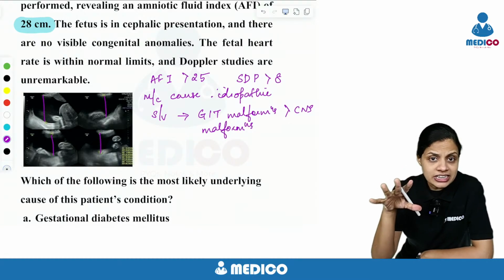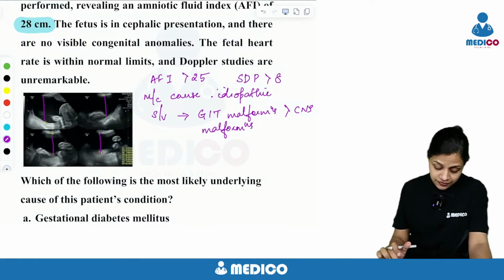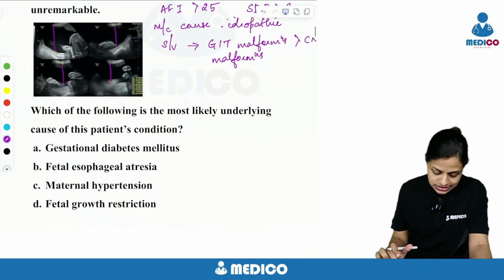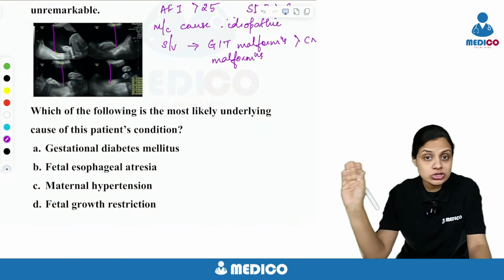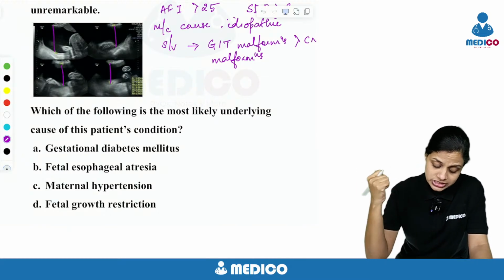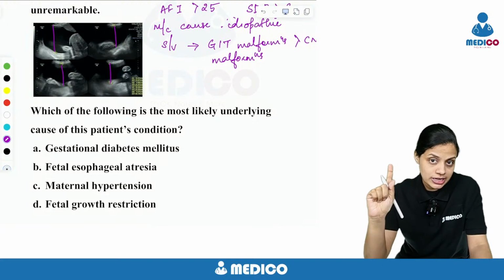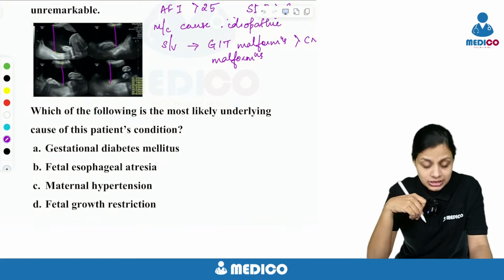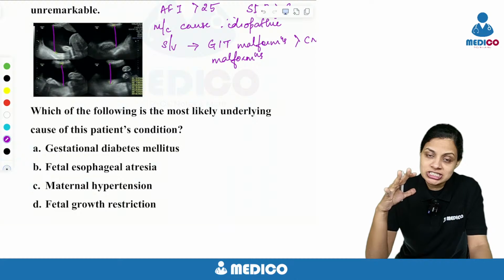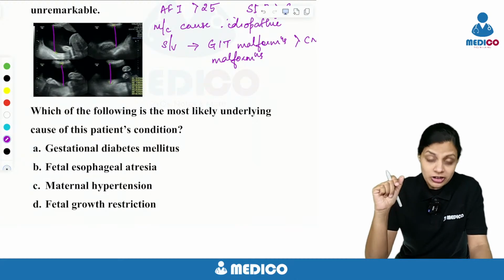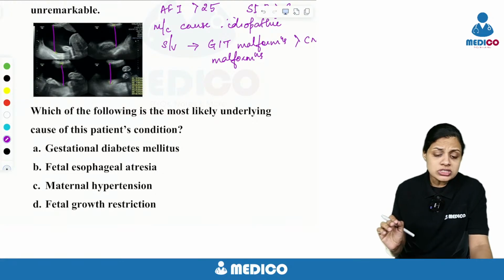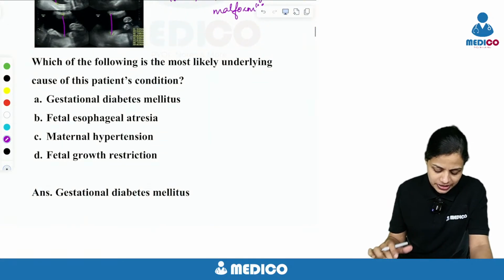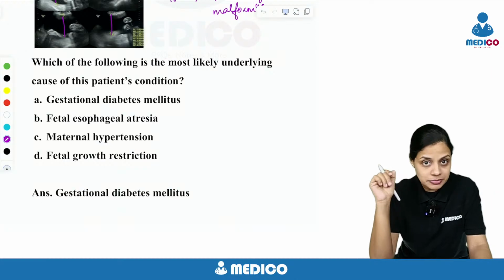Here it is 28 centimeters. That is not a very severe polyhydramnios. So in this case, maternal hypertension or fetal growth restriction both will not cause polyhydramnios. But both gestational diabetes and fetal esophageal atresia can cause it. But in case of an esophageal atresia, the hydramnios will be very severe, which is not the case here. So here, the most likely underlying cause of this patient's condition is gestational diabetes.